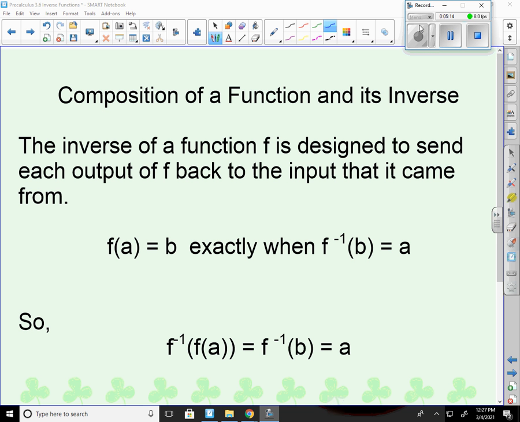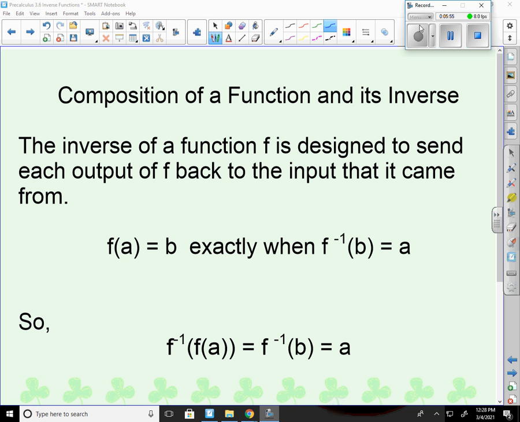Okay, composition of a function and its inverse. The inverse of a function f is designed to send each output of f back to the input that it came from. So f of a equals b exactly when the inverse of b equals a. So if I have the inverse function of f of a, that would be equal to the inverse of b, which is equal to a.